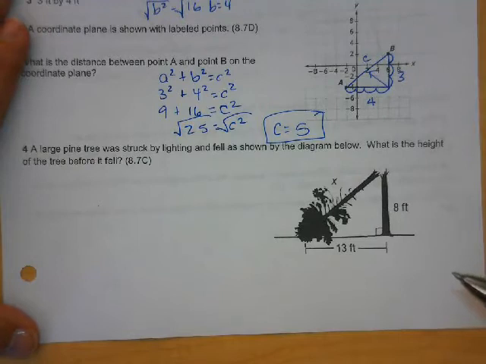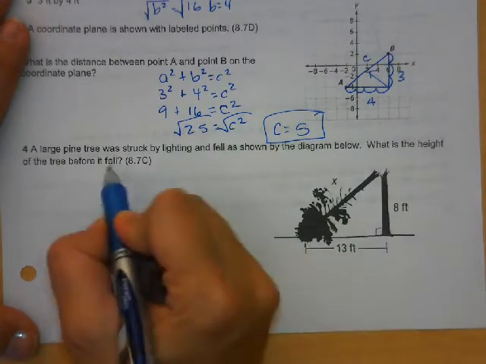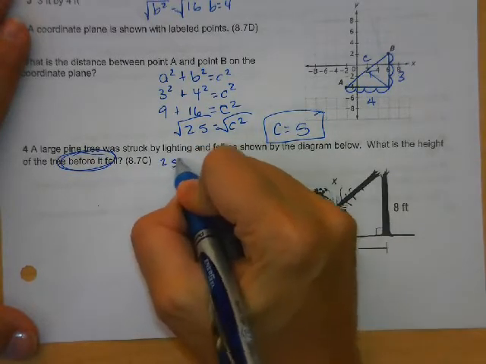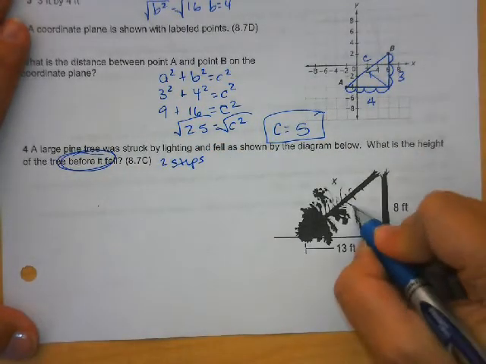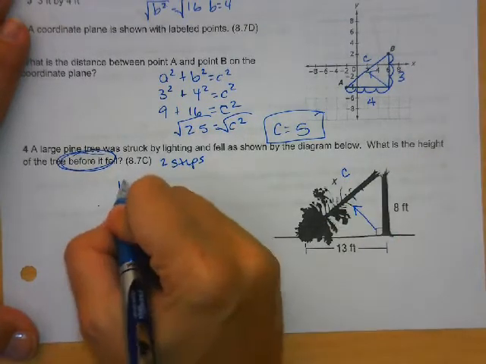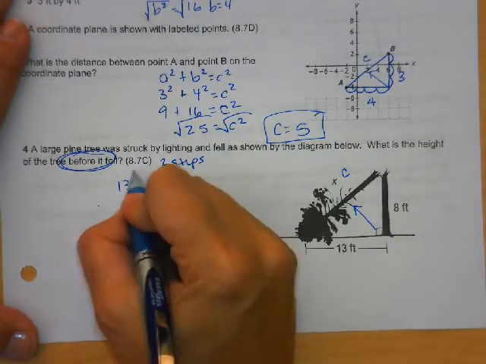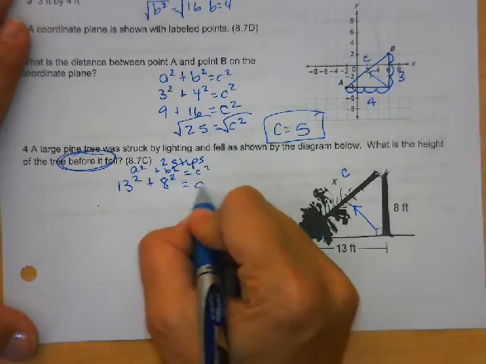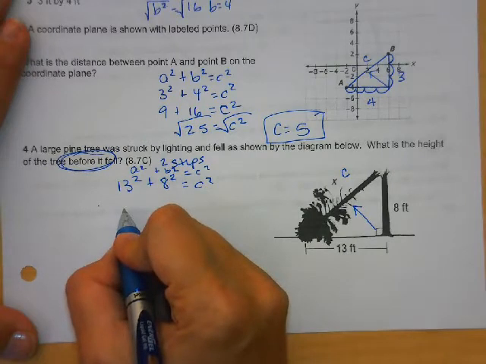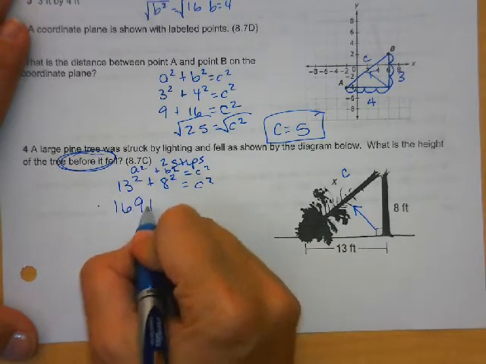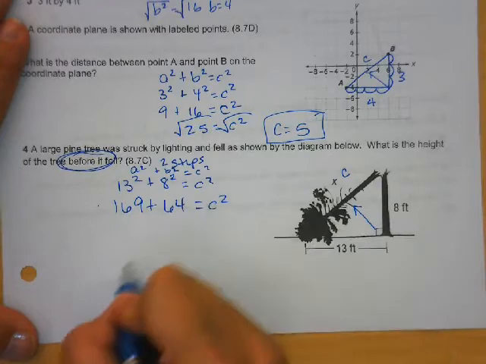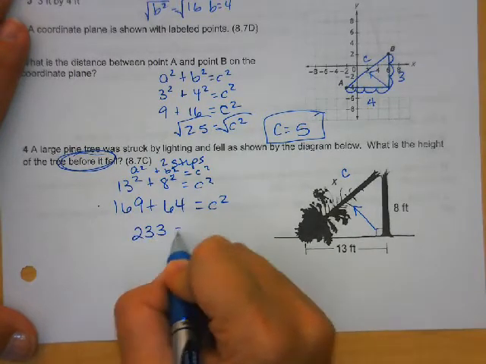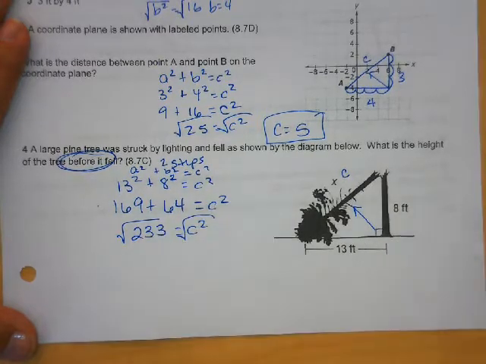Large pine tree struck by lightning, fell over. What is the height? Oh, before it fell. So this is going to be 2 steps. First, we have to do Pythagorean theorem. We're looking for C. So 13 squared plus 8 squared equals C squared. 13 squared is 169. 8 squared is 64. Add those together, 169 plus 64 is 233, and don't forget to take the square root.